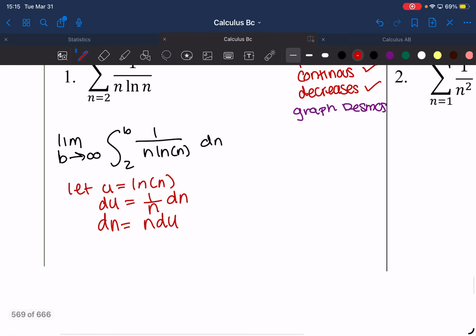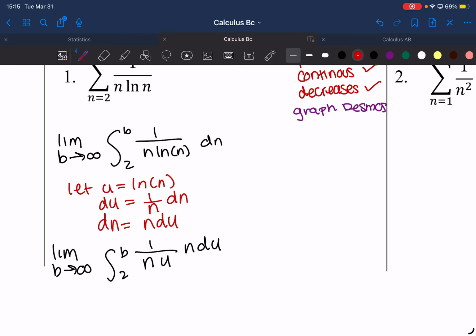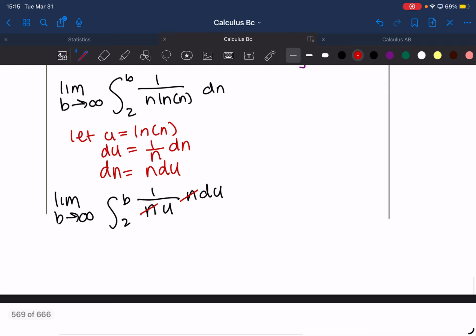Okay, so plugging it all in, we have the limit as b approaches infinity of the integral from 2 to b of 1 over n u times n du. Okay, we did that because we wanted those n's to end up canceling, so we only have everything in terms of u. Okay, I heard some say we'll let u equal n. Well, the derivative of n is 1, so it wouldn't really help us. And if we let u equal n natural log of n, that would be using the product rule, which means we would still have some value n in our problem.